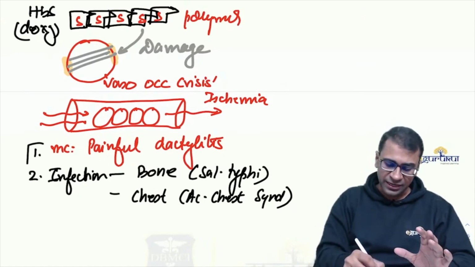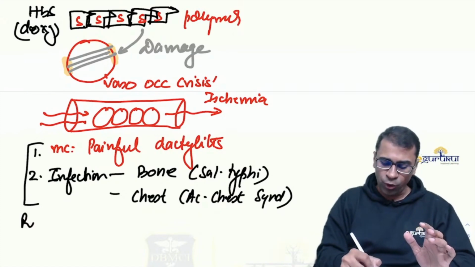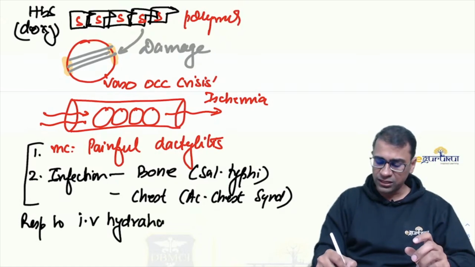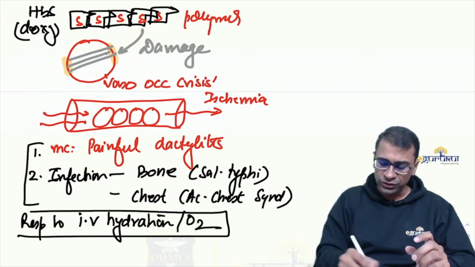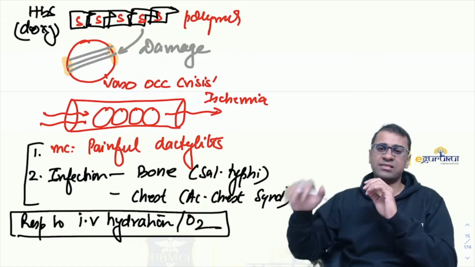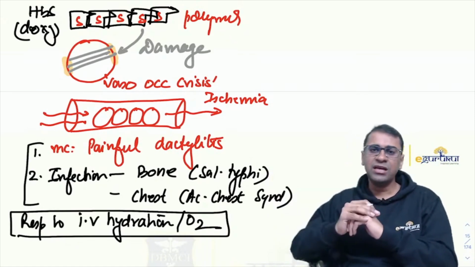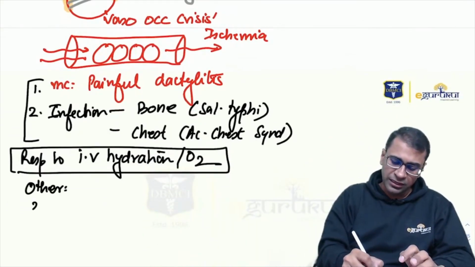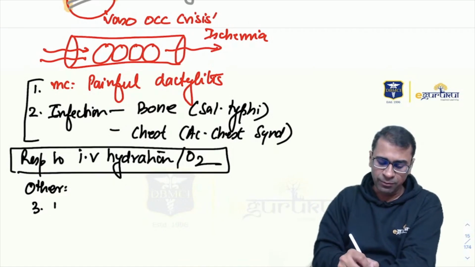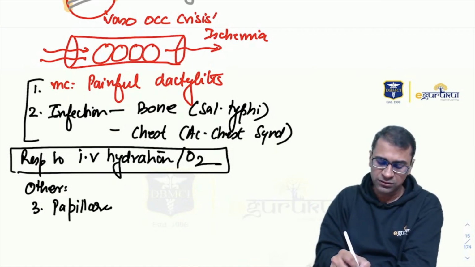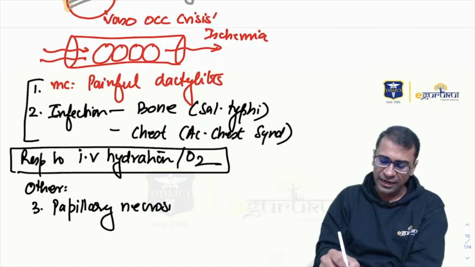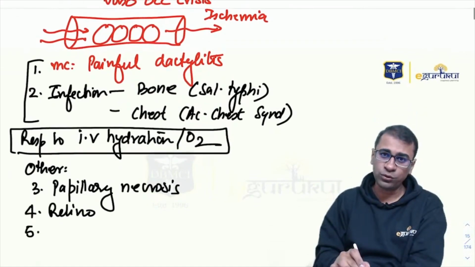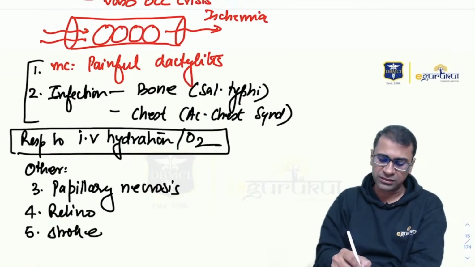Remember that these two will always respond to IV hydration and oxygen therapy, because they are reversible sickling, even though there are many other findings in the vaso-occlusive crisis. The other findings you must remember: it can lead to kidney failure by causing papillary necrosis in the kidney. It can lead to retinopathy. It can also lead to stroke in the brain.